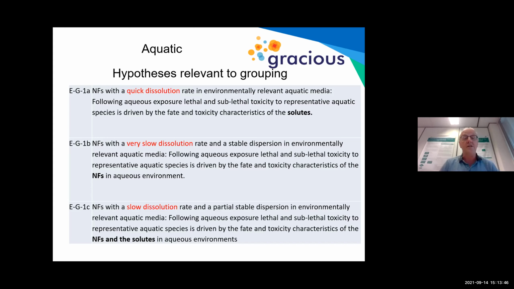In the first case, indicated as EG1A, when a nanoparticle is very quickly dissolving, then it will be the solutes that drive toxicity of the suspension. In the second case, EG1B, when the dissolution is very slow, or if the particle doesn't dissolve at all, of course, it will be the nanoforms that determine toxicity. And in the third case, when the dissolution rate is in between quick and very slow, then it's the combination of both the toxicity of the ions or the solutes in general and the nanoforms that will drive the toxicity of the overall suspension. The focus of my presentation will especially be on the last case, where there is a contribution of both ions and nanoforms to toxicity of suspensions.